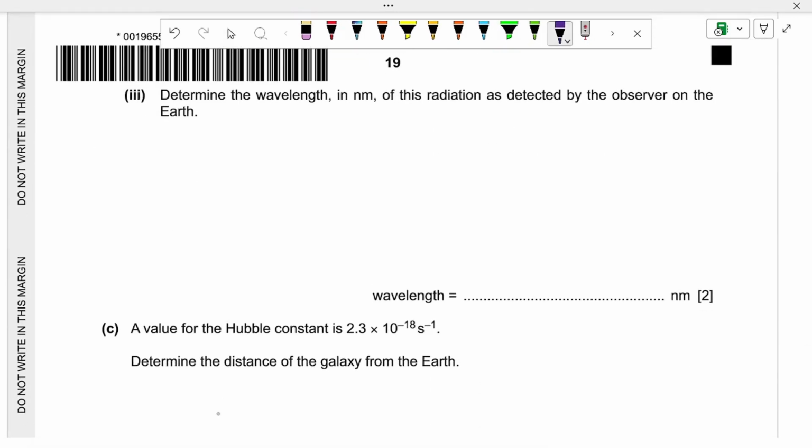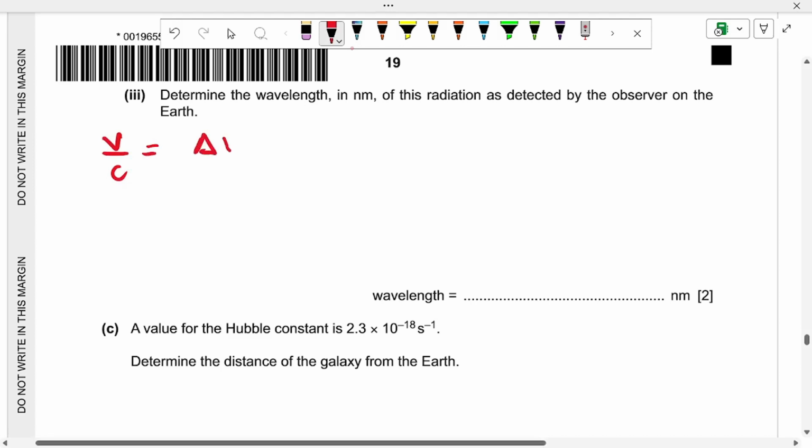Determine the wavelength in nanometers of this radiation as detected by the observer that is on the Earth. So I want to determine the wavelength of this radiation as the observer detects it. Right? I have an equation that you can find in your formula booklet that relates the equation. We could work it out, but essentially it says that v over c is the change in lambda divided by lambda. So the speed of the moving star divided by the speed of light is equal to the change in the wavelength divided by lambda.